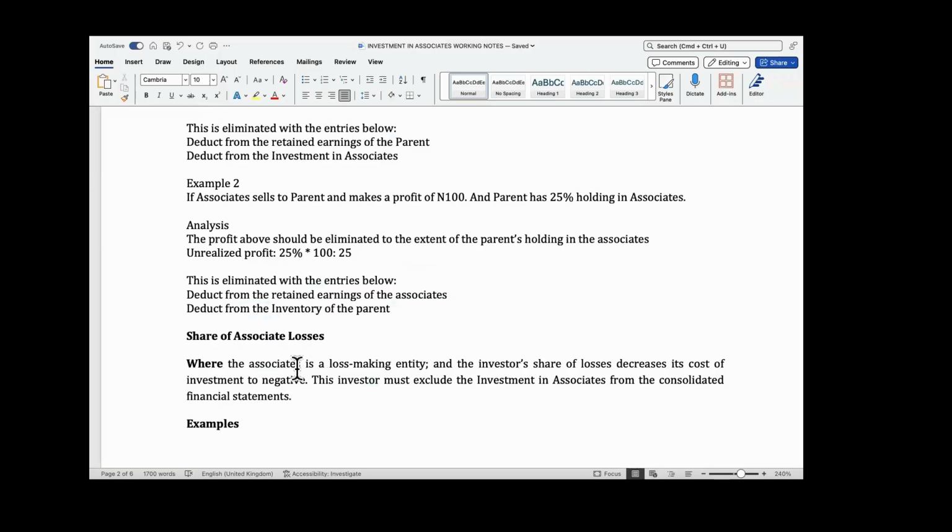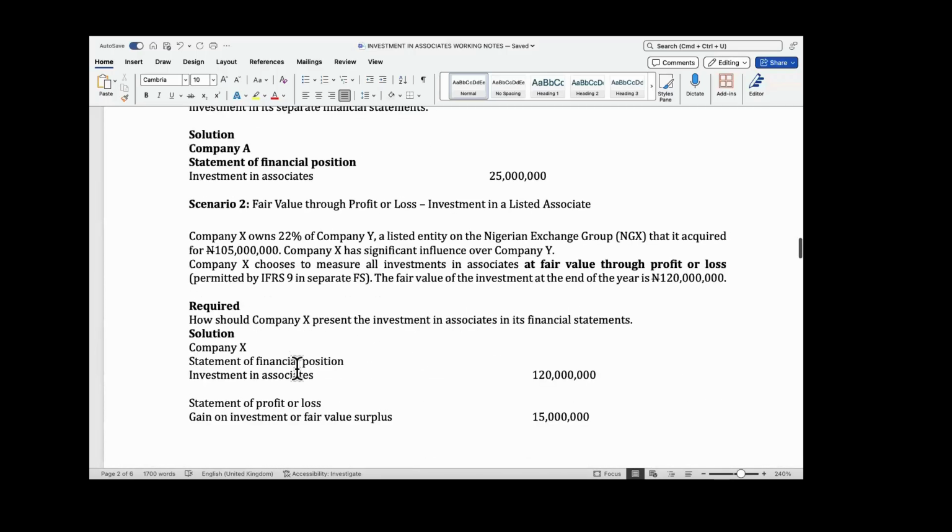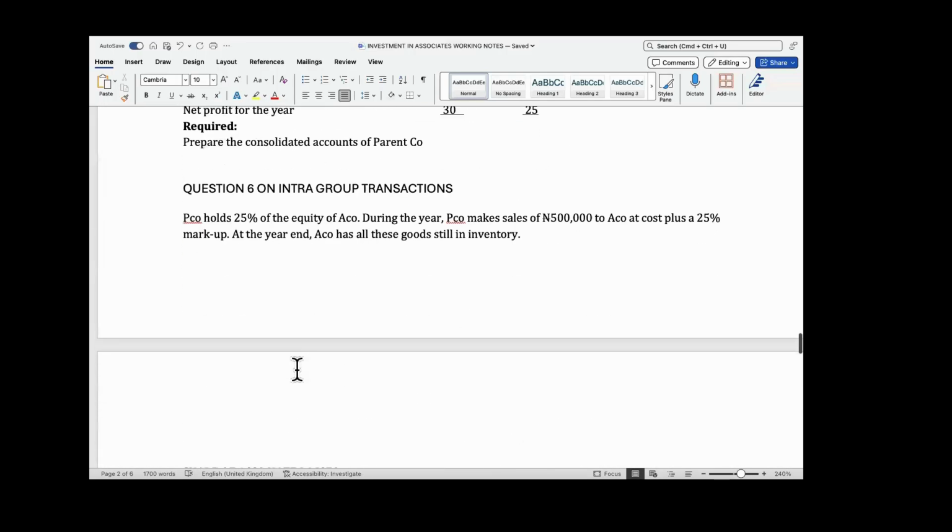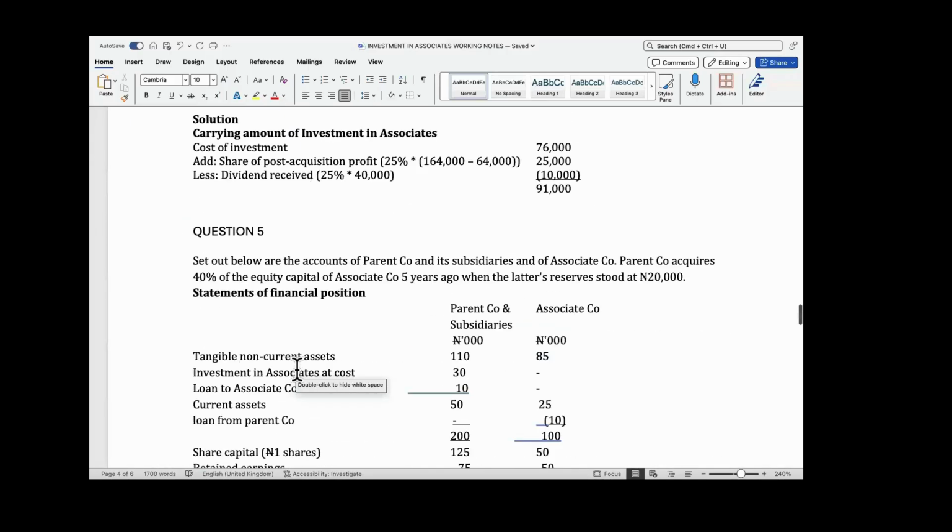So you see, was it Tony or who asked? I think it was Bosse. So that share of profit you are seeing in investment in associates is a share of profit after removing any unrealized profit, after removing any intra-group profit. So it's not included. We're not taking share of profits between the two of them.